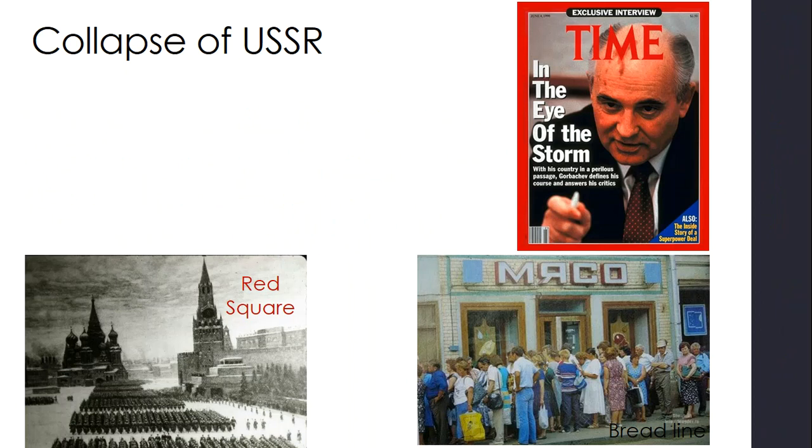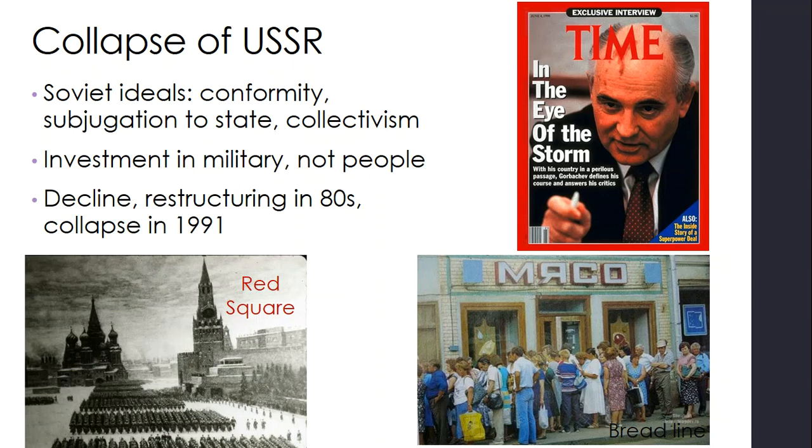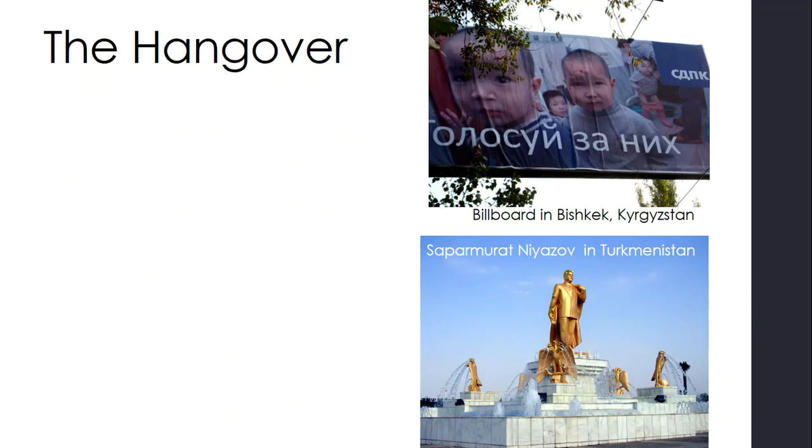And so the USSR collapsed in the late 1990s. Those Soviet ideals were conformity, subjugation to the state, collectivism, but it led to some very not great economic outcomes. You can see here on the bottom right, people waiting in these really long bread lines just to simply buy bread because the state controlled all of the resources and there weren't enough of them. And so again, they invested in the military, not the people. And so the economy was really declining, and they tried to restructure their economy in the 1980s, which was unsuccessful. And so in 1991, it collapsed.